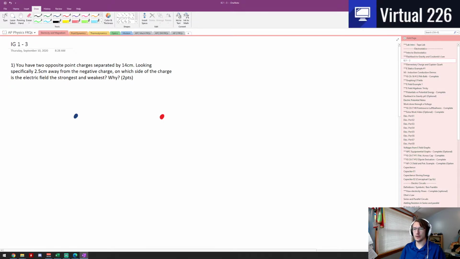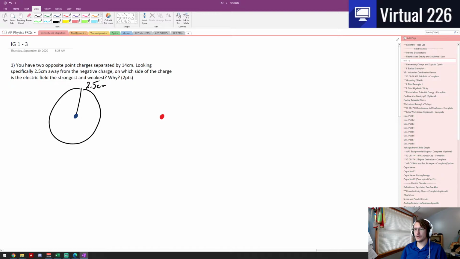and weakest? So if that's a circle, it is 2.5 centimeters away from the charge at any point. Where is the electric field strong? Where is it weak? Well, let's draw the electric field in real quick. We'll do it in green line.